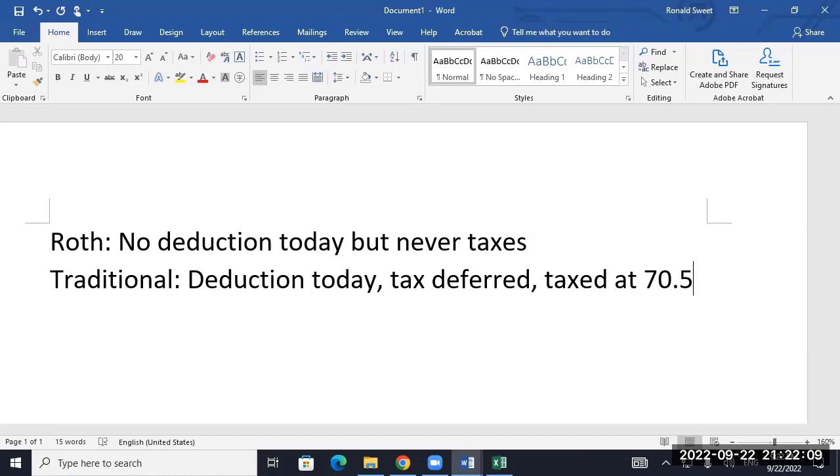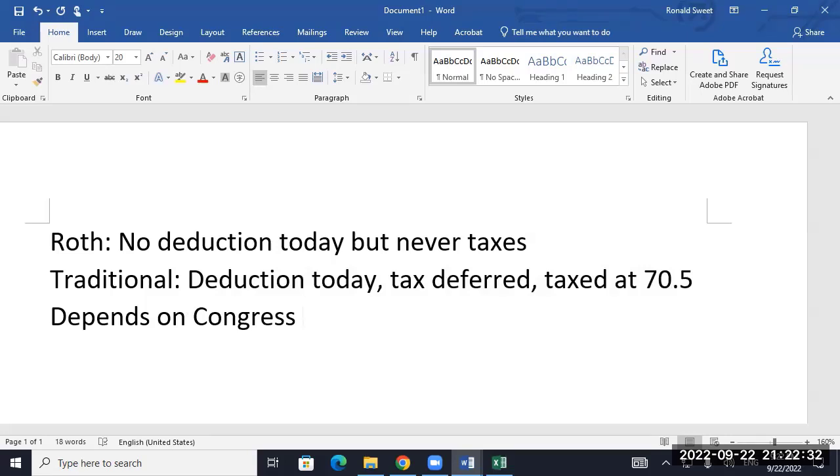But you got a deduction today. So which would you rather do? Well, if you do the traditional, you have more money to invest today because you get a tax deduction, but you're going to eventually have to pay tax. What's the better answer? It depends on Congress.